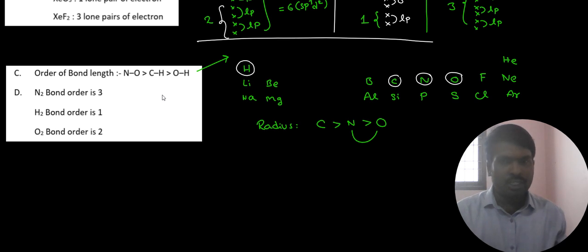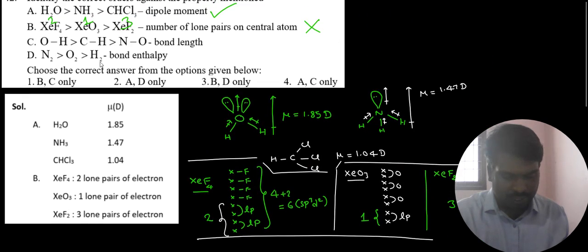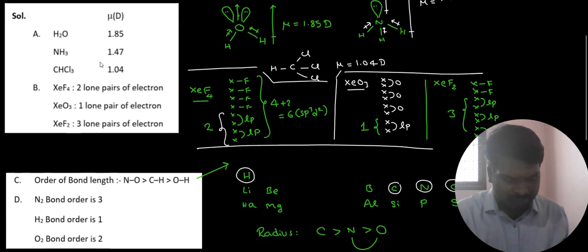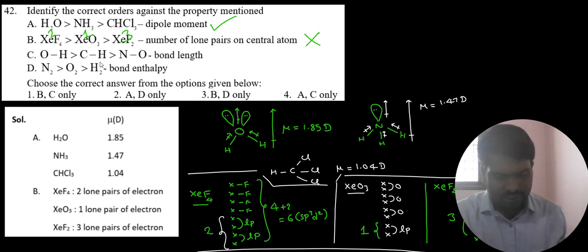Nitrogen and oxygen are both second period elements. As compared to hydrogen, their atom size is somewhat bigger, so the bond length is also slightly greater. So NO is greater than CH is greater than OH. So this statement is wrong.